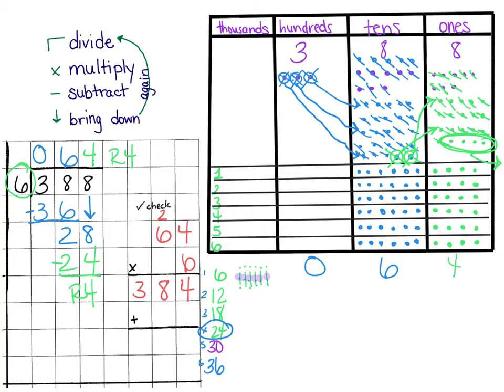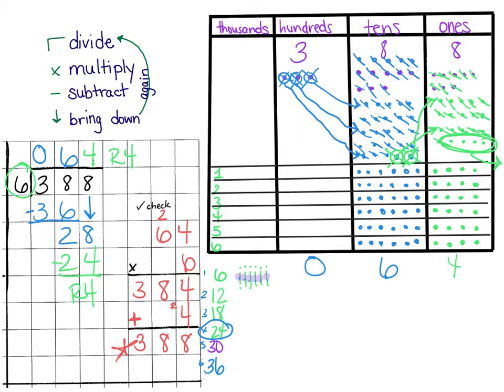38. Now that is not our answer yet, because we still have to add our remainder of 4. So 4 plus 4 is 8. 8 plus 0 is 8 again. And 3 plus 0 is 3. Now we have 388, which is the same as what we started with. So our answer is correct.